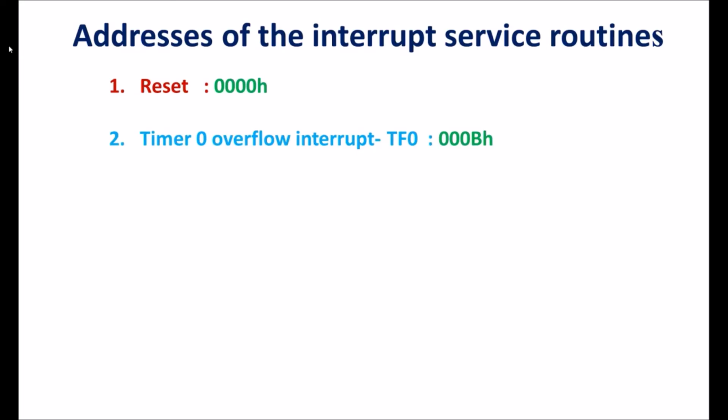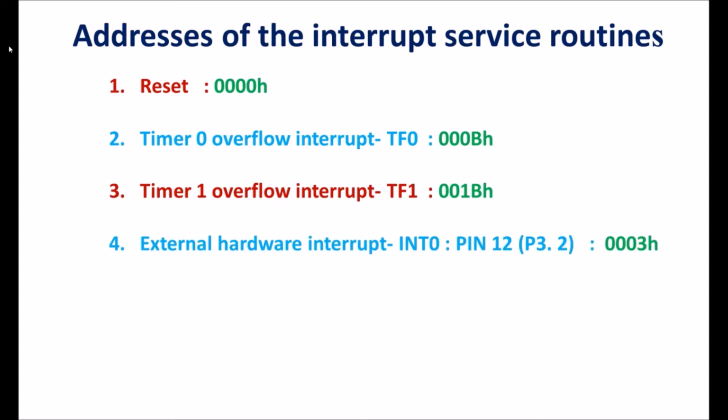The second is timer 0 overflow interrupt TF0. The program written for this interrupt should start from 000BH address. That means after receiving this interrupt, microcontroller will execute a program written at this address 000BH. Same for timer 1 overflow interrupt, that is TF1, address is 001BH. So here we have to write interrupt service routine for timer 1 interrupt. The next is external hardware interrupt INT0 whose address is 0003H.